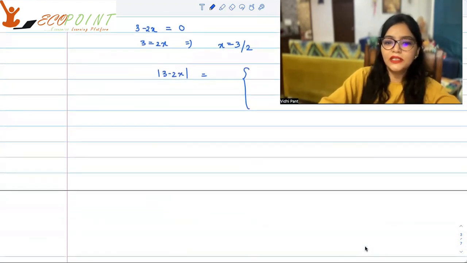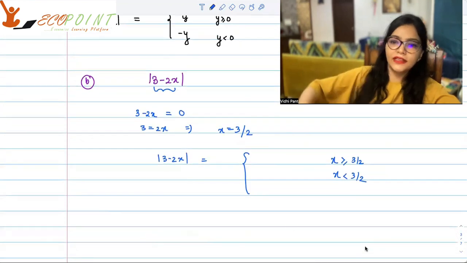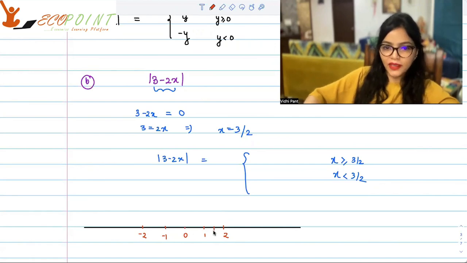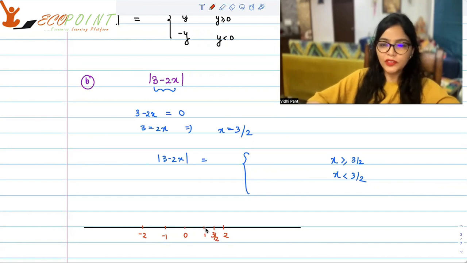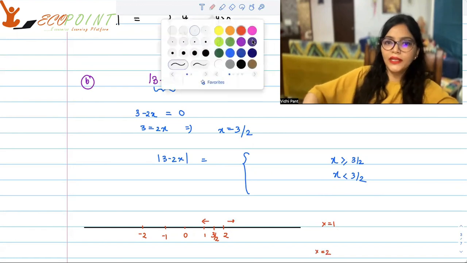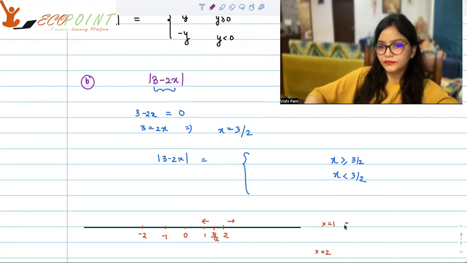Well, let me take you to the number line first and then talk about it. In order to understand this better, let me again take you through the number line. So 3 by 2 is 1.5, which is right in the center of 1 and 2, right? Now let's take a number which is lesser than this, and let's take a number which is more than this. So let me take x equal to 1 and x equal to 2. So when x is equal to 1, it's lesser than 3 by 2.